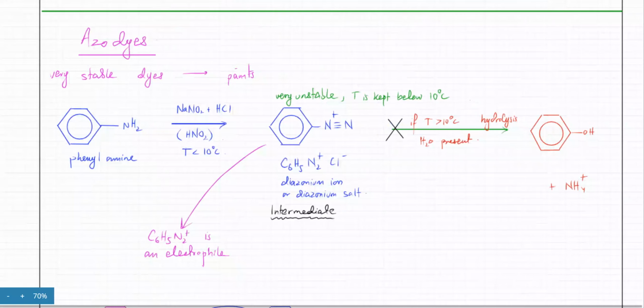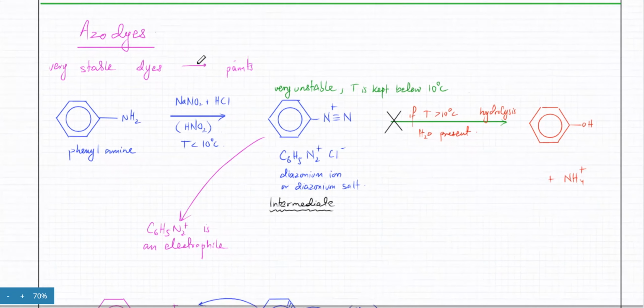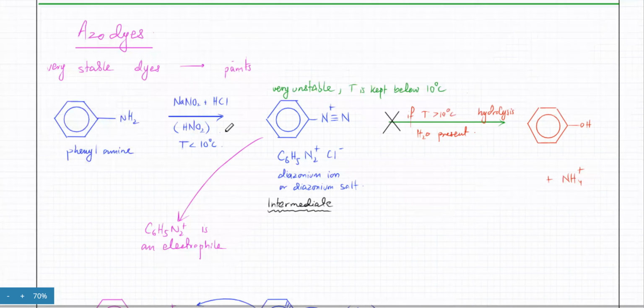Okay, what are azo dyes? Azo dyes are very stable dyes. They're used in paints very often. The starting material of an azo dye is phenylamine, which is benzene with NH2. The first part is that you react NaNO2 and HCl mixed together, and the temperature is less than 10 degrees centigrade. This is something that you have to remember because azo dyes come very frequently.